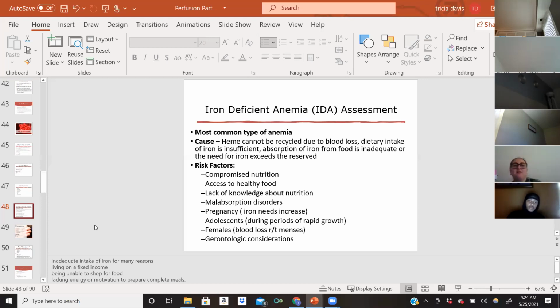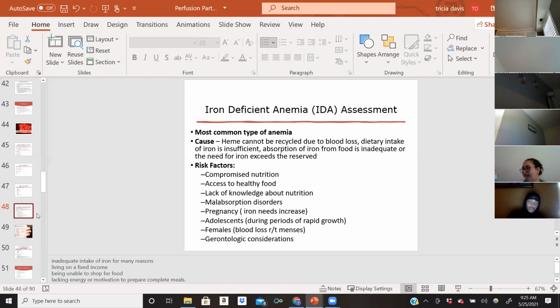So some of the risk factors, we're going to see patients who have compromised nutrition. So when we think of compromised nutrition, we want to think about the different things that could cause our nutrition to be compromised. So maybe it's an older adult, maybe they've had a stroke and they can't feed themselves properly. Maybe they don't drive anymore and they don't have any family close by and they can't get nutritious food from the store. Maybe they don't have the ability to cook for themselves, so they're making unhealthy food choices. So there's a variety of things that can compromise a person's nutrition.